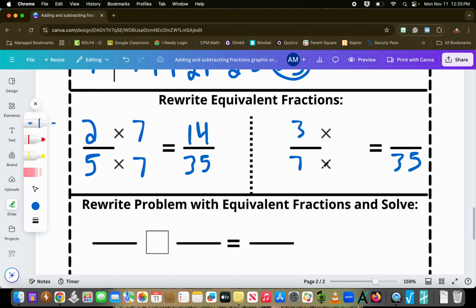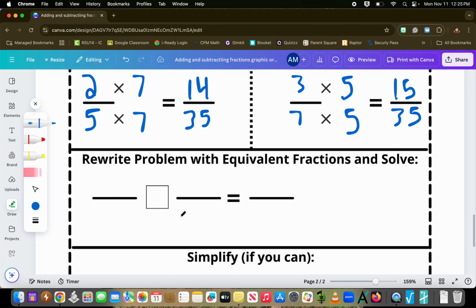If we go over here, we say 7 times what is 35? Well, it's just flip-flopping these. So now I know that 7 times 5 is 35. Whatever I do to the denominator, I have to do to the numerator. So I'm going to do that up top and say 3 times 5, which is 15. So now I have two equivalent fractions and can rewrite them down here below and hopefully solve.